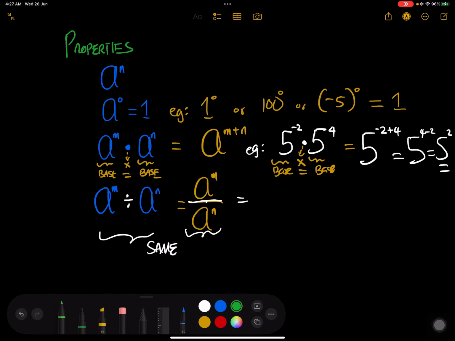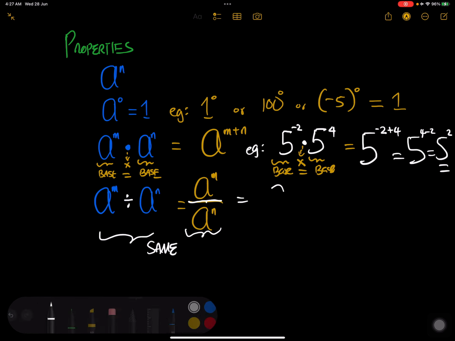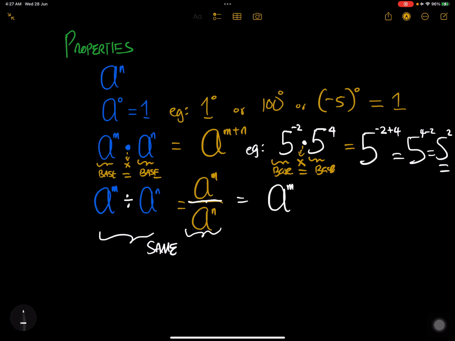And we are saying that once we have that, we're going to have a to the power of m minus n, because the bases are the same and they are dividing.